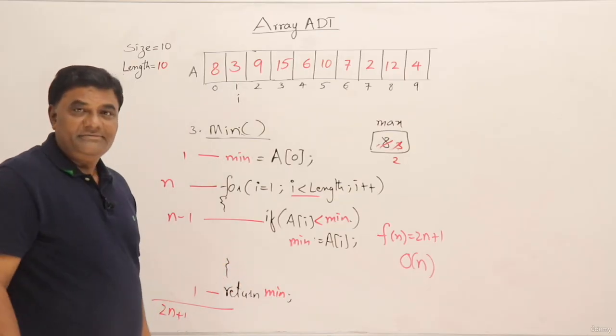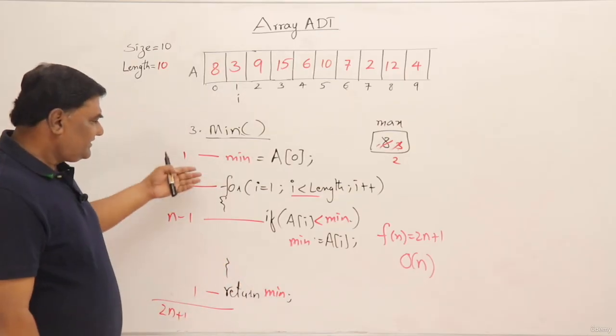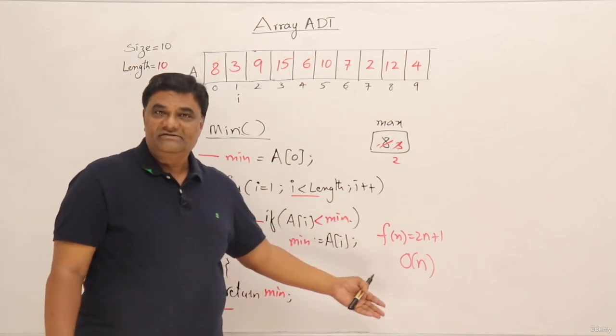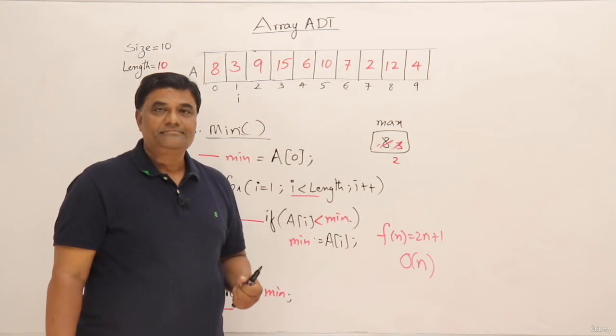So the code is similar. The procedure is similar. Just instead of max, we are finding min. So the time complexity is also the same. The analysis is also the same. We have to scan through all the elements. That is n is the time.